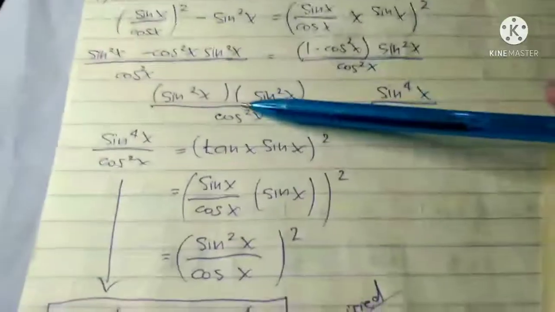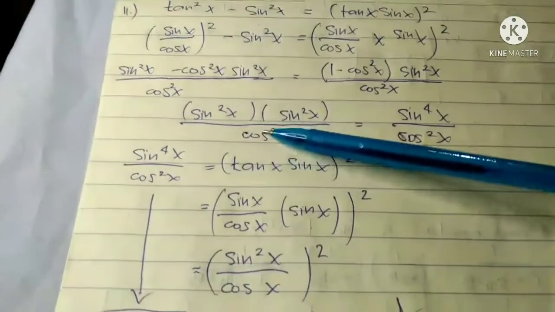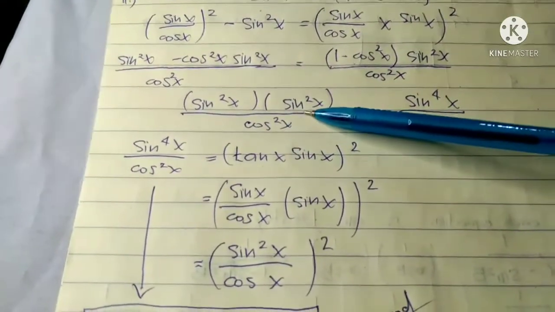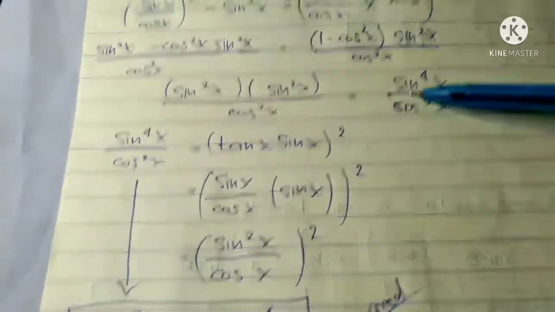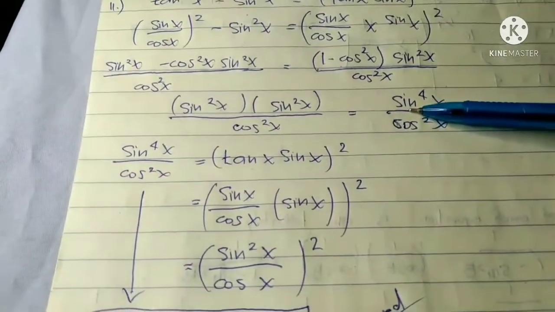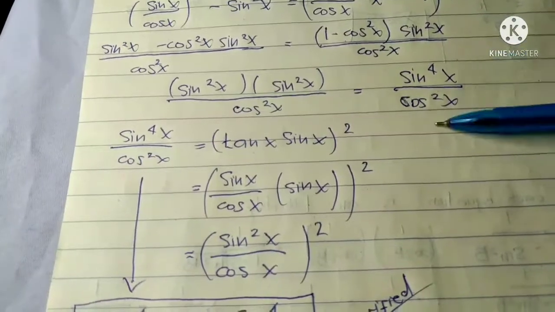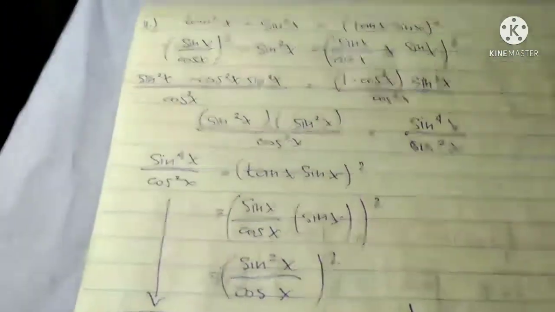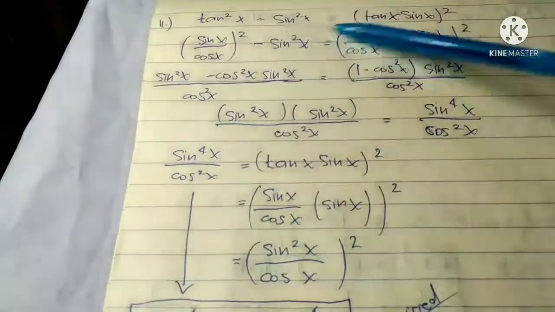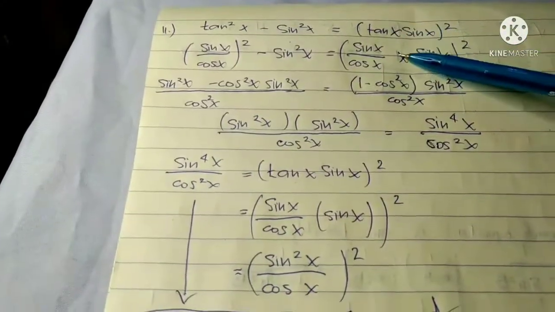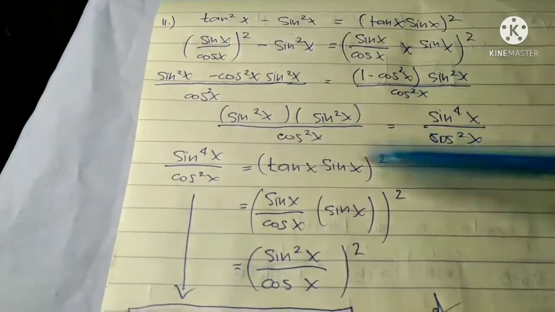So now we can write it as sine squared x multiplied by sine squared x over cosine squared x. So if we simplify, we will get sine raised to 4x over cosine squared x. Then since we have this, we can write it here. Then solve for this one, the tangent x sine x squared.